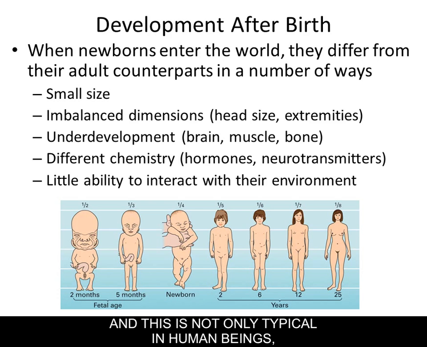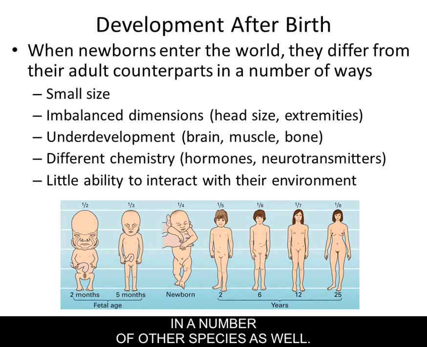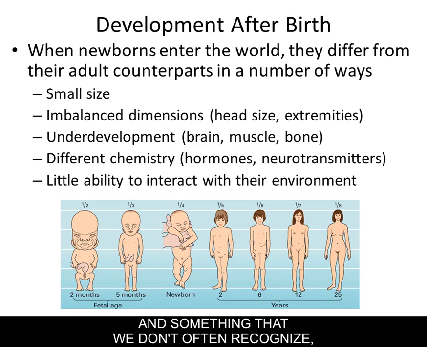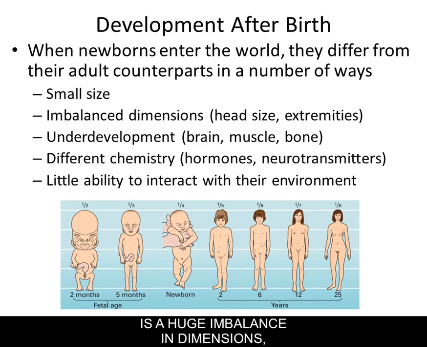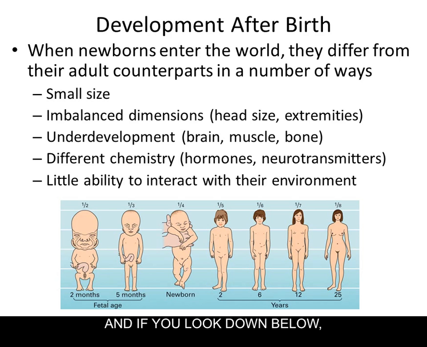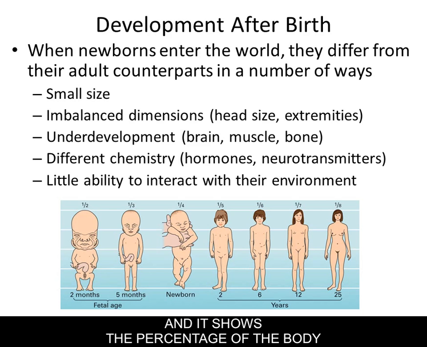And this is not only typical in human beings, but it's also typical in a number of other species as well. One of the hallmarks we see with newborns, and something that we don't often recognize, but it's very recognizable if you actually measure this, is a huge imbalance in dimensions. In particular, the dimensions of the head with respect to the rest of the body. And if you look down below, you'll see a bunch of slides that show growth at different times, and it shows the percentage of the body that the head actually occupies.